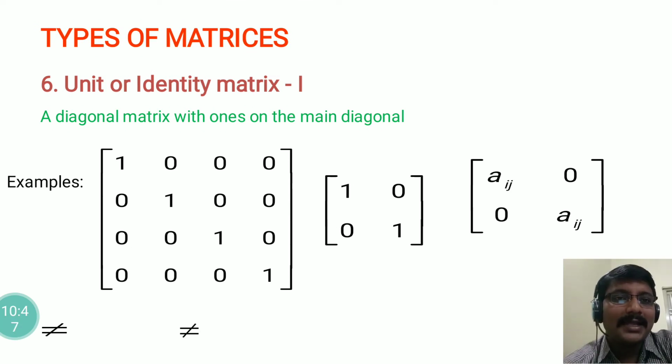Unit matrix or identity matrix. If the principal diagonal elements are ones and all the remaining are zeros, then such a matrix is known as a unit matrix. A unit matrix is generally denoted with I. So here the first example is of order 4, that is I4. Second example is I2. Third example is aij, 0, 0, aij. The value aij must be equal to 1.